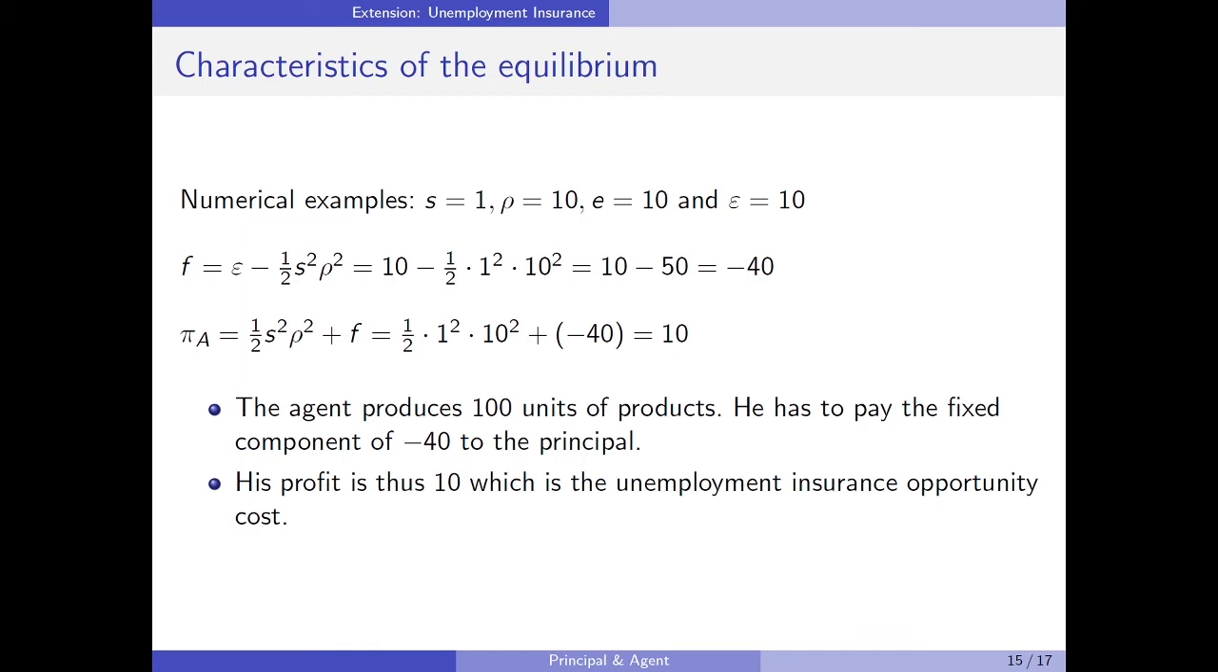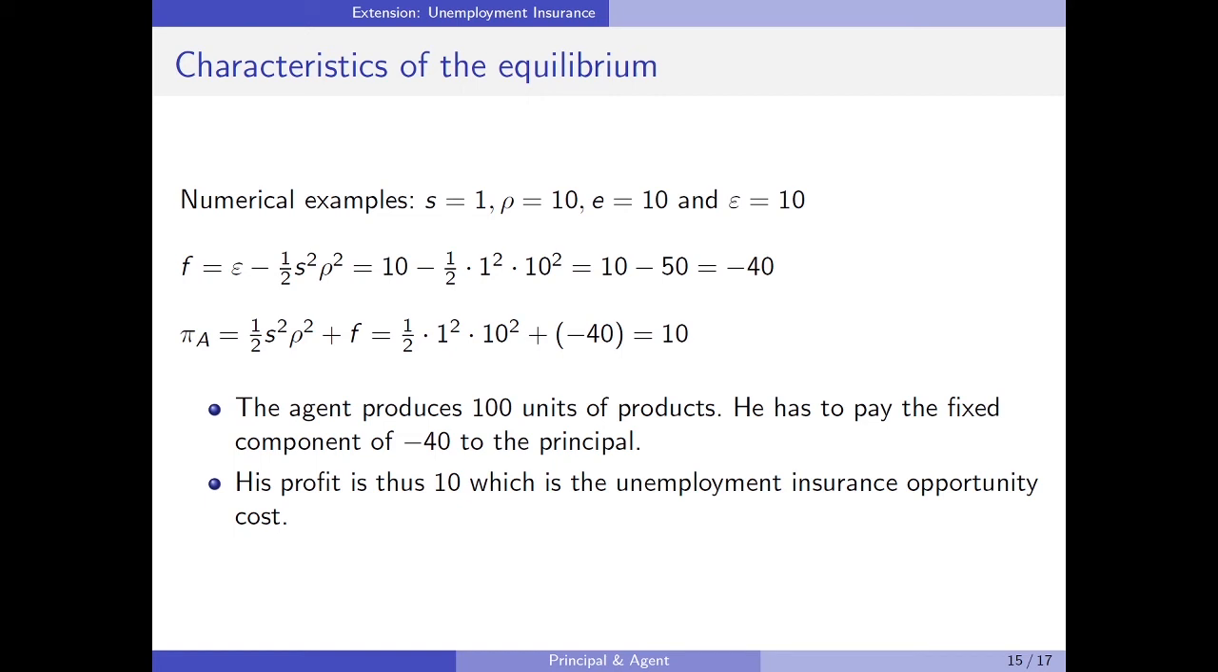In the numerical examples, if we put in some values and work out the fixed salary and the profits, we could say S equals 1, as we have found, and if we say rho is equal to 10, E is equal to 10, and epsilon is equal to 10, and we insert all of these numbers into the functions that we have shown in the previous slide, then we end up with the values of minus 40 for the fixed salary and 10 for the profit of the agent. So the agent produces 100 units of the products, and he has to pay the fixed component of minus 40 to the principal.